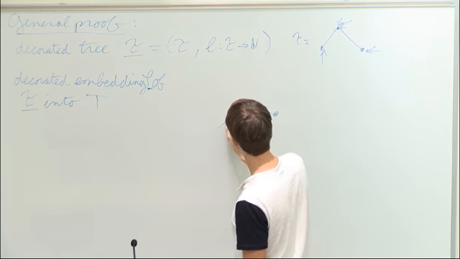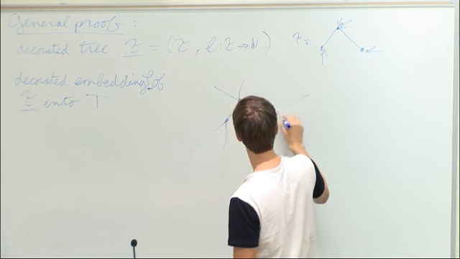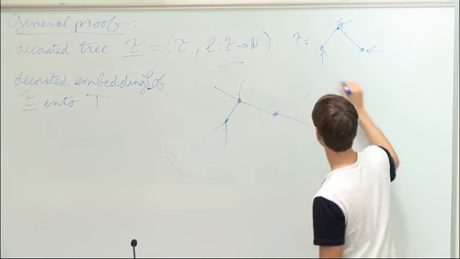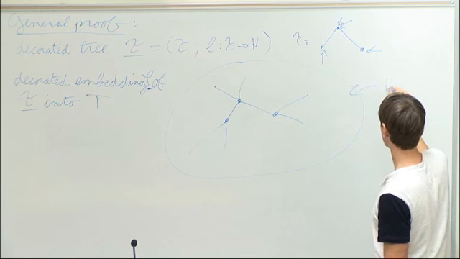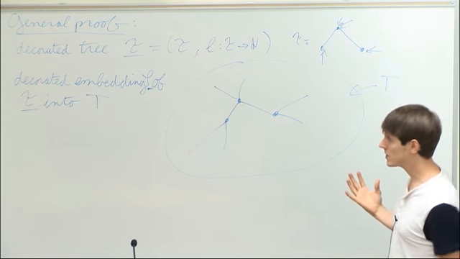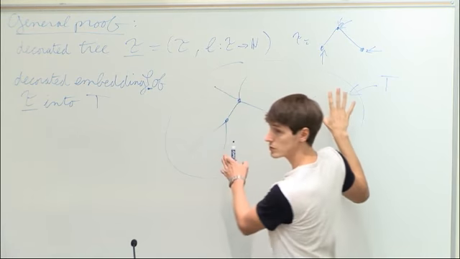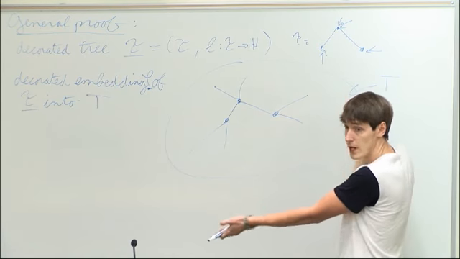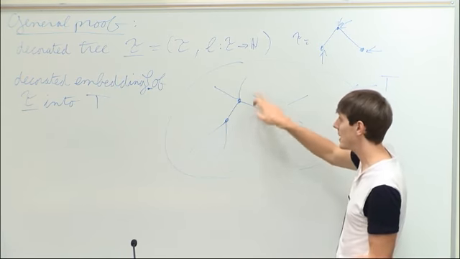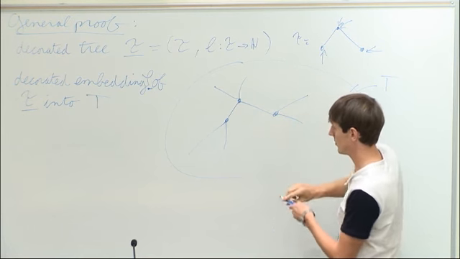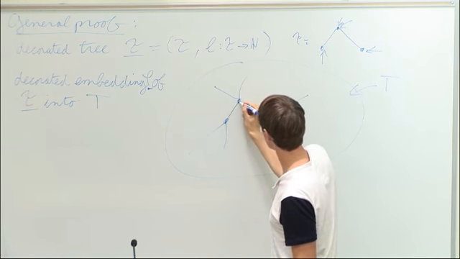Okay, it continues here, it continues there, it continues there. Okay, so this is T. All right. My decorated embedding: the first thing that I need to do is embed tau into this big tree. So here in the way I drew it, it's obvious that I have embedded tau right here. Okay, so tau is right there.